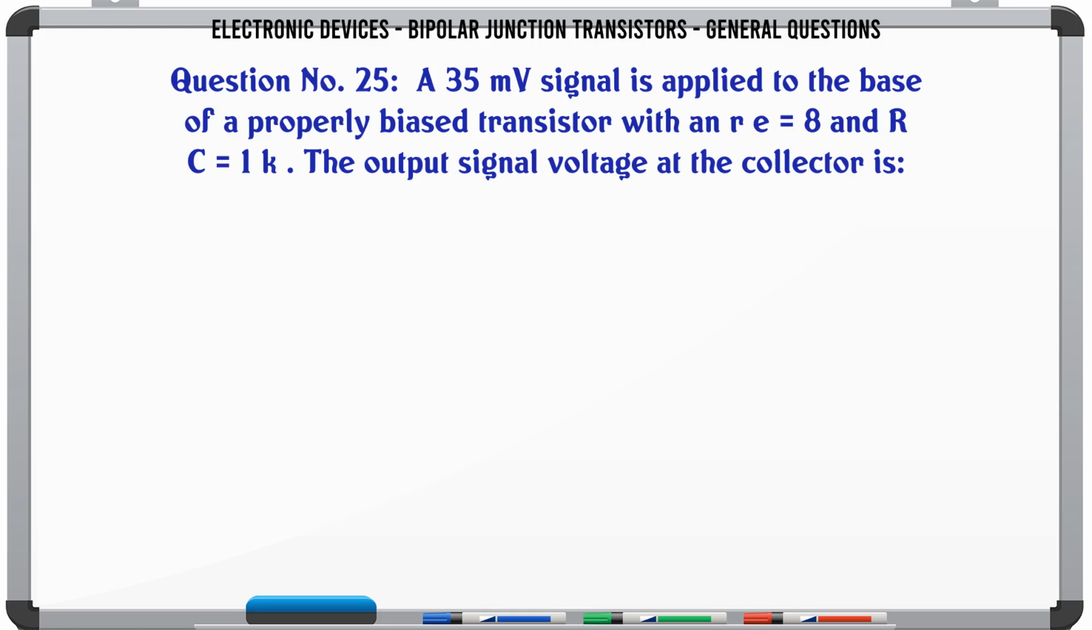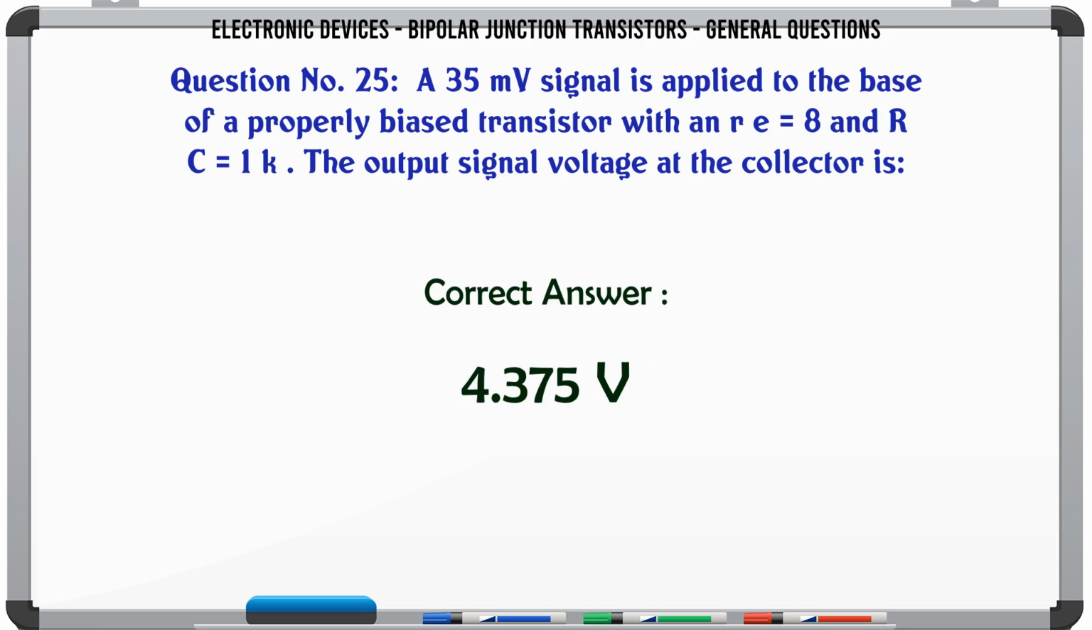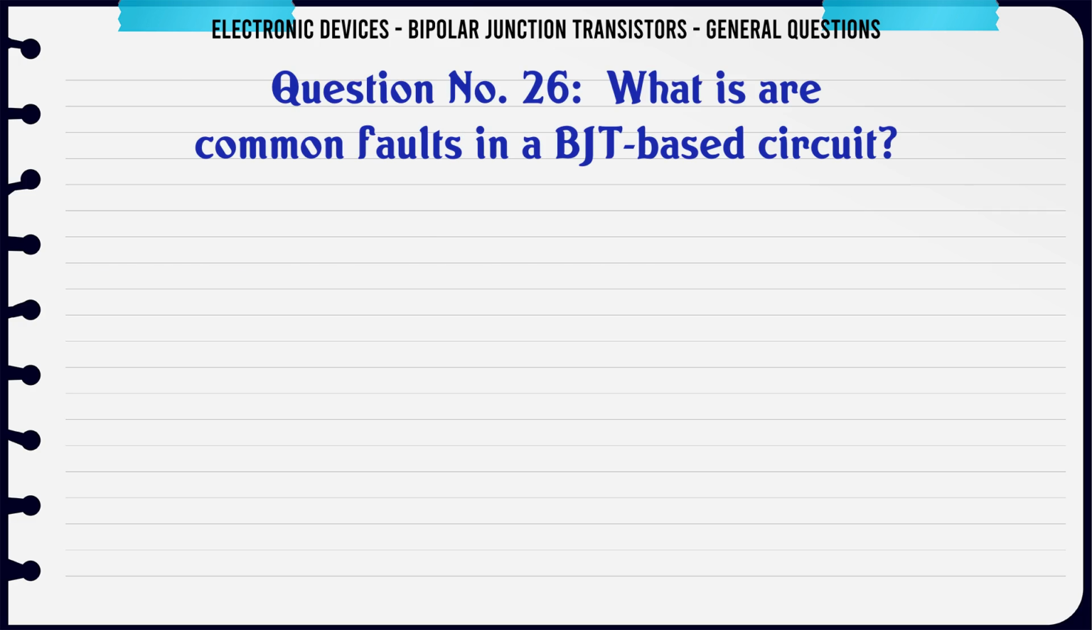A 35 mV signal is applied to the base of a properly biased transistor with an RE of 8 and RC of 1K. The output signal voltage at the collector is A 3.5 V, B 28.57 V, C 4.375 mV, D 4.375 V. The correct answer is 4.375 V.